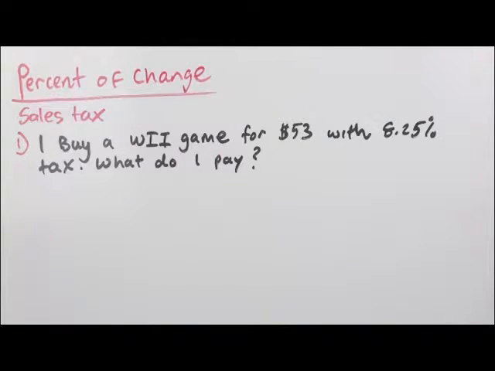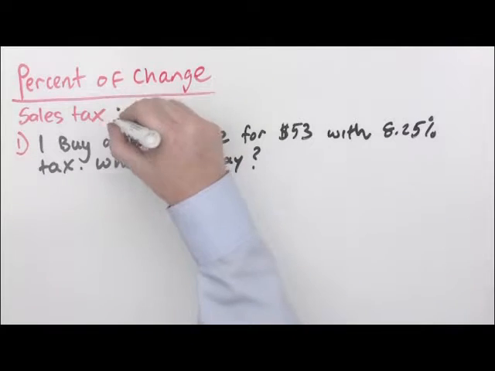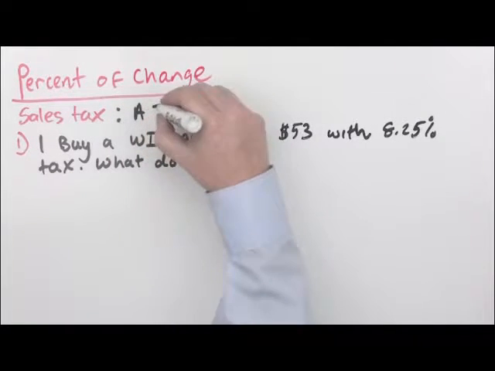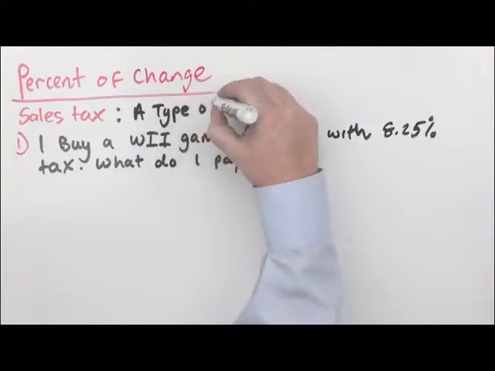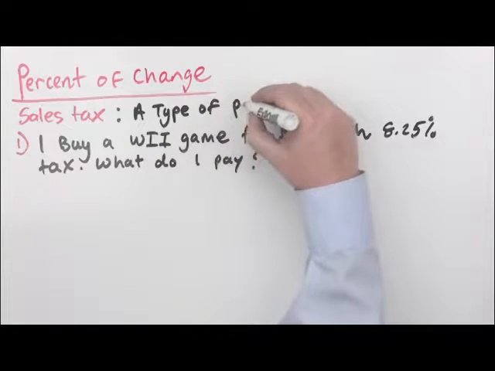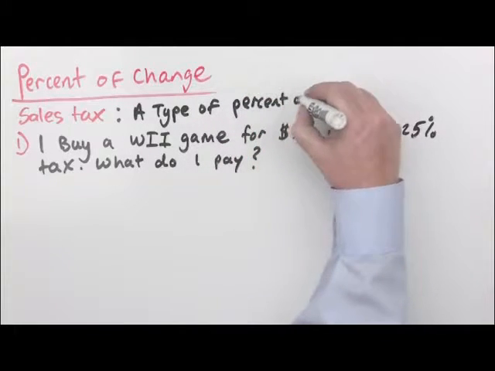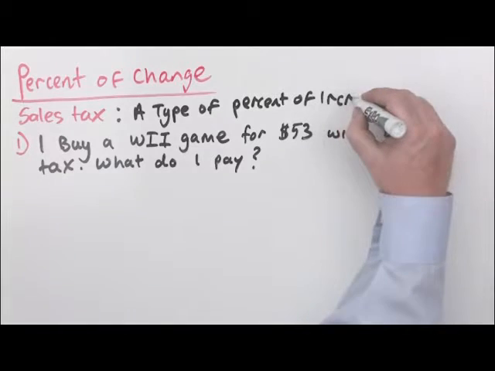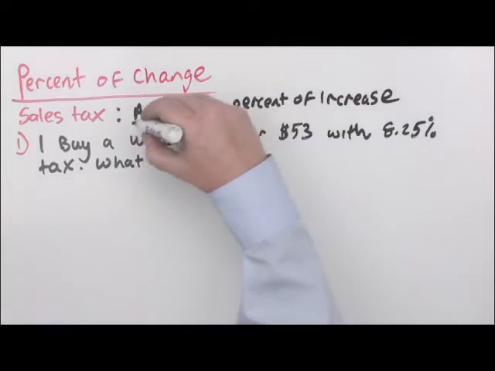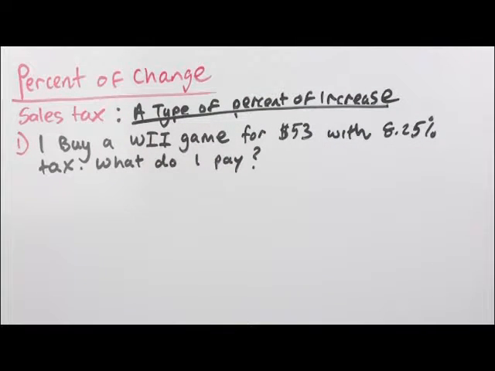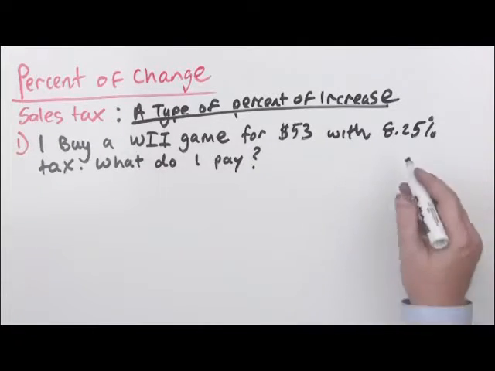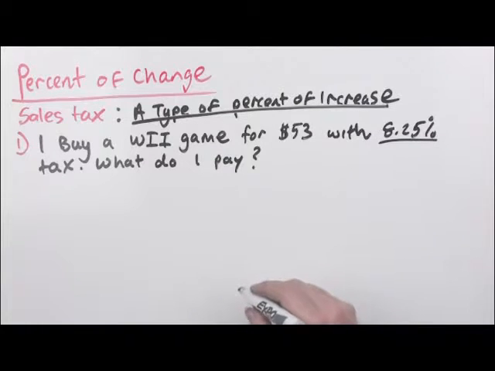Great, let's look at a different kind of percent of increase. It's called sales tax. Sales tax is a type of percent of increase. In other words, your purchase price is increasing by the percentage of the sales tax. So, let's see. I buy a World War II game for $53 with 8.25% increase.